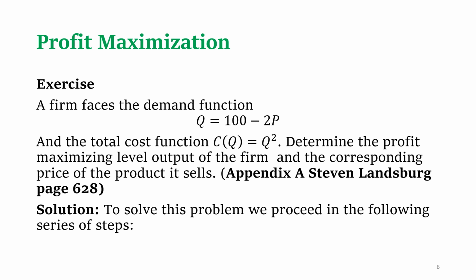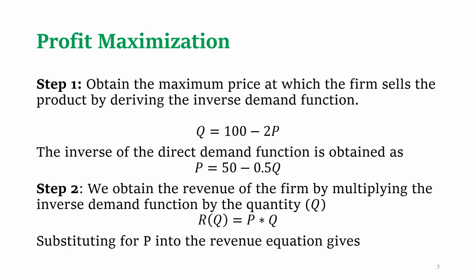The total cost function C(Q) equals Q squared. Now, this is the total cost function. So what do we do here? We simply subtract that total cost from the revenue. So let's go ahead and find the revenue. The first step is what? We obtain the maximum price at which the firm sells the product by deriving the inverse demand function. So this is the direct demand function. The inverse of the direct demand function is P equals 50 minus 0.5Q, right?